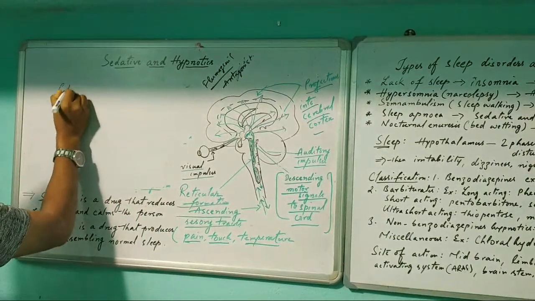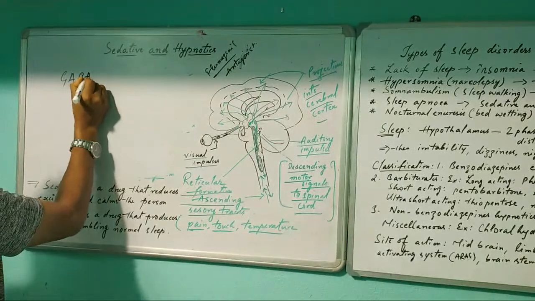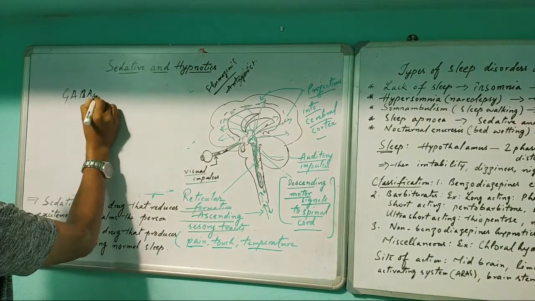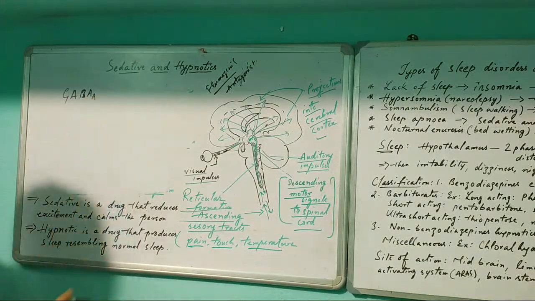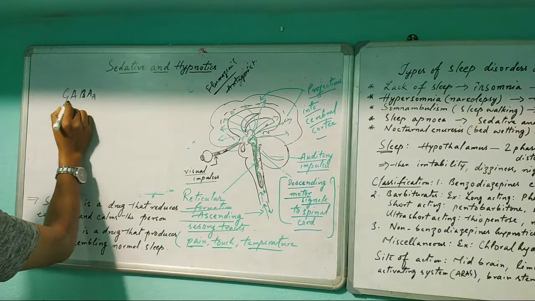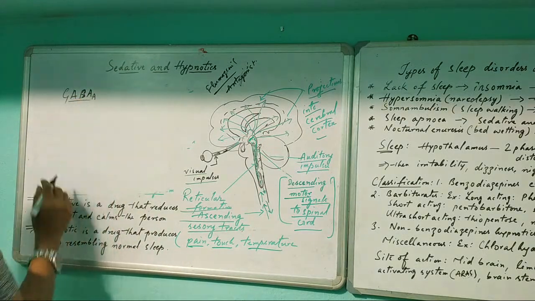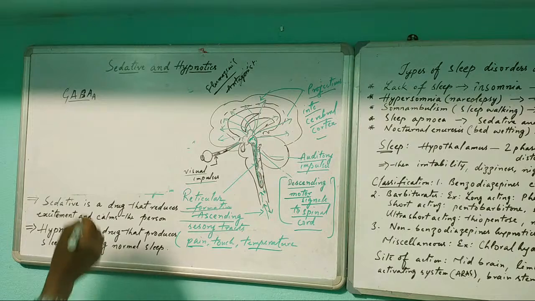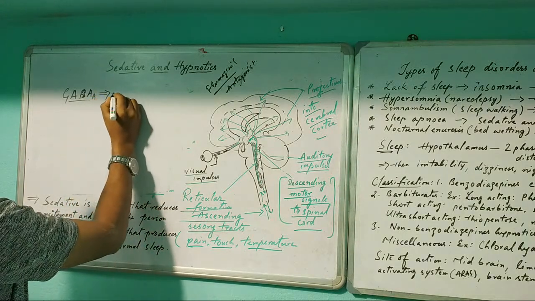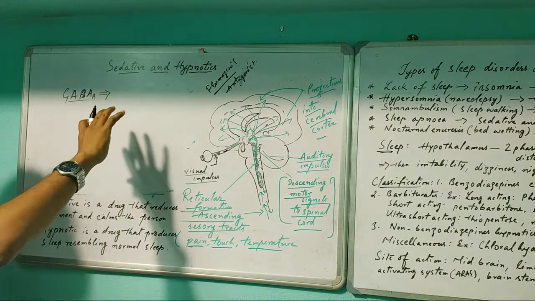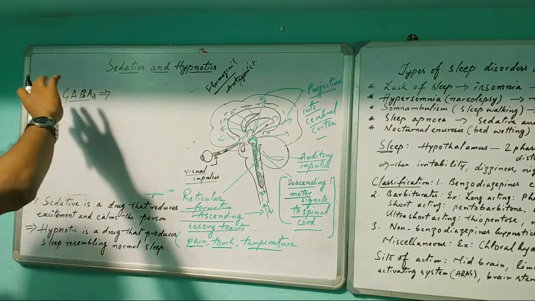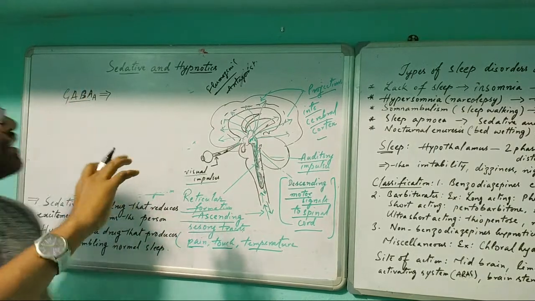I already taught you in the previous video that GABA is a very important neurotransmitter, particularly GABA A. GABA has two types, GABA A and GABA B. So we need this mechanism, the GABA A receptor. What is the GABA A receptor? This is a pentameric receptor. And GABA is a neurotransmitter.